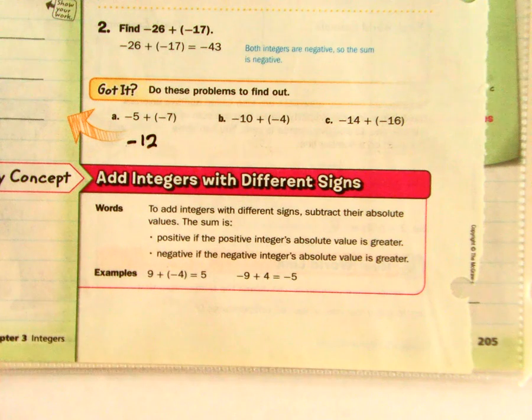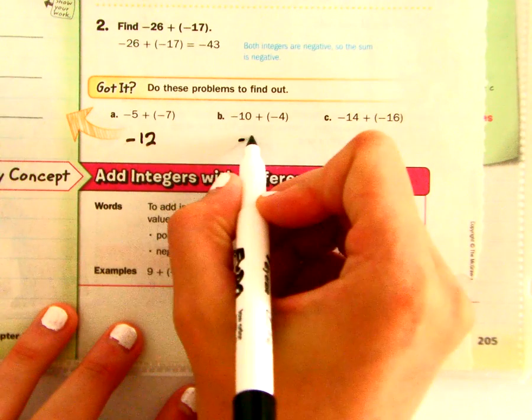Letter B, we have 10 negatives. We're going to add 4 more negatives to it. So I started with 10. I add 4 more. That's 14. They're both negative, so we have negative 14.